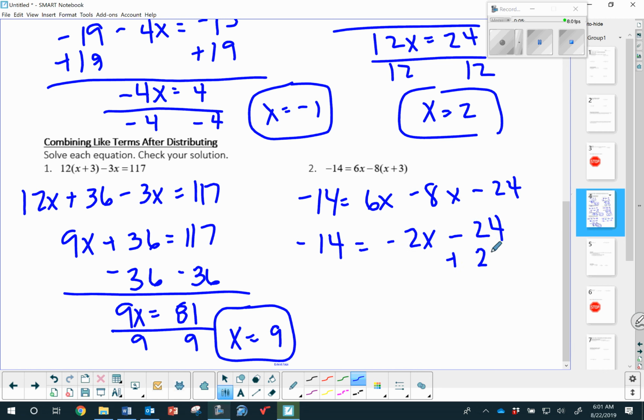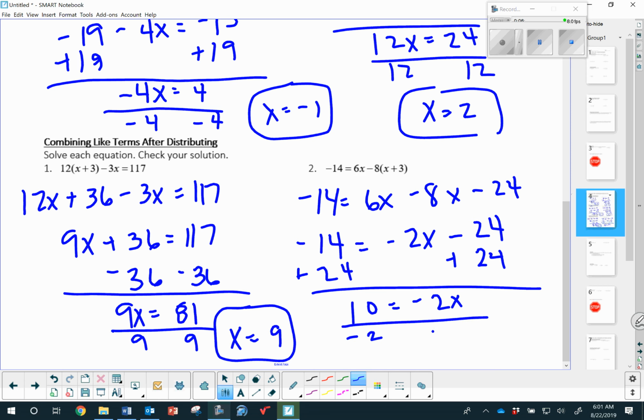I then know what to do. I add 24 to both sides to give me 10 equals negative 2x. Divide both sides by negative 2, and x equals negative 5.